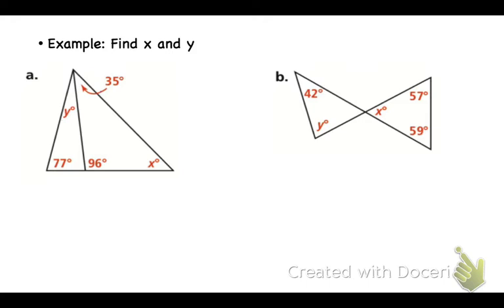X. Felicia, why do you want to find X? Because all the numbers are there. All the numbers are there for X, aren't they? Yes, because I have 35 and 96. Does that allow me to find X, which is one angle in the bigger of the 2 smaller triangles? So how would I do that? You add those 2 and subtract from 180. Okay, so 96 and 35 is 131.